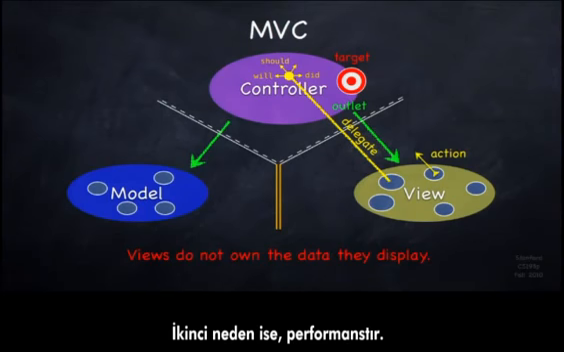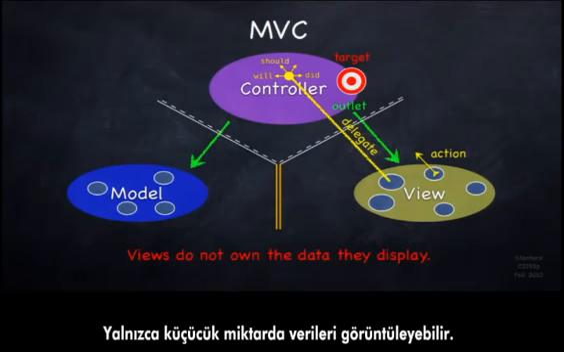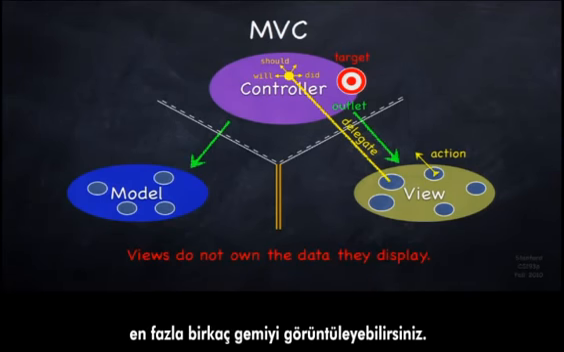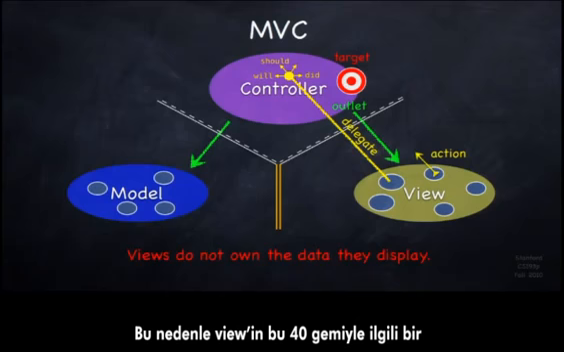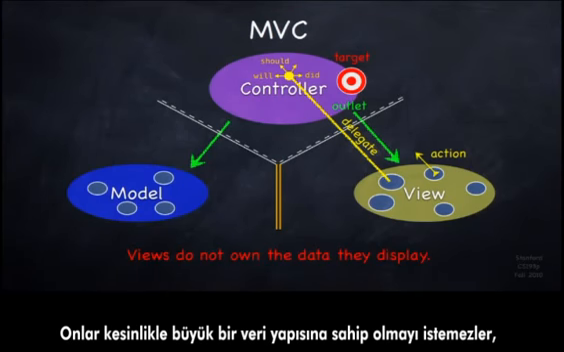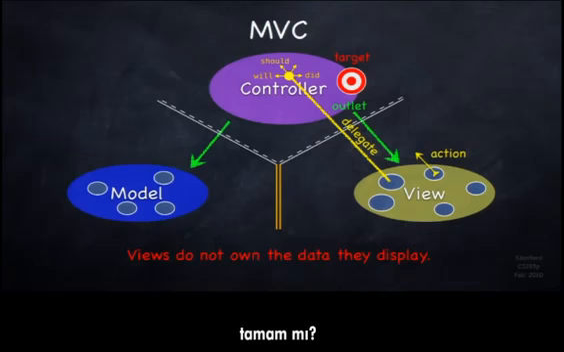Second reason is for performance. The iPhone screen is very small. It can only show a small amount of data. If you've got a space shoot 'em up game, you can only see a few ships at a time. You're not going to see 40 ships on the screen at the same time. So you do not want that view to even worry about those 40 ships. You shouldn't even see them. It certainly doesn't want to have a big data structure with them in there.